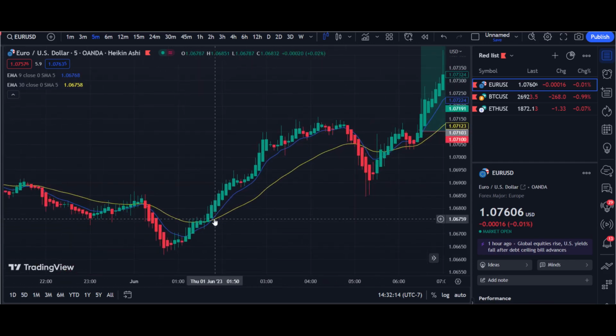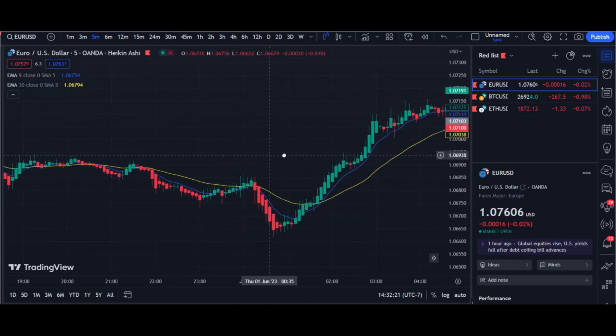So as we can see on this one, we do have the 9 EMA above the 30, but there aren't any candles closing mostly or above the EMA. So we're going to avoid this one.